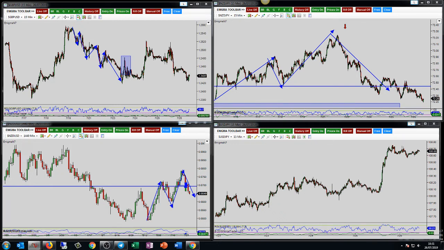Yeah, Asan, it could be a flag. We'll have to wait for the fourth touch and confirmation. But yes, it certainly looks like one, but we do need the confirmation for it.